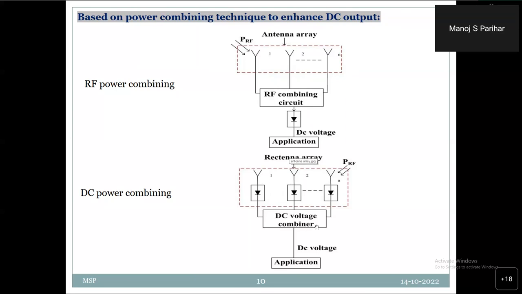So both have limitations and advantages. In this case, we need multiple rectifier circuits, right? And in this case, we require a power combining circuit, meaning RF power combiners. Sometimes this may be lossy.